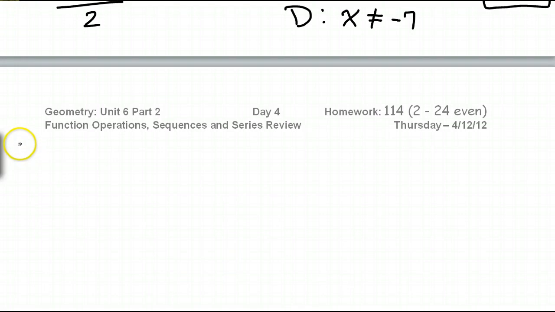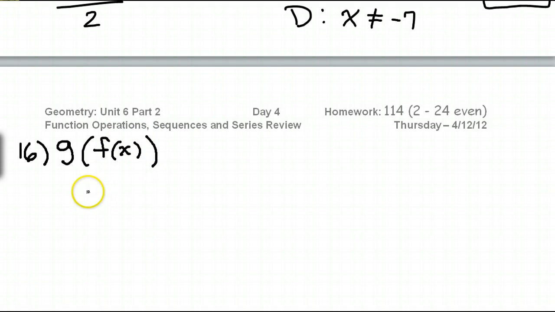Alright, number 16. Let's see, number 16 is g of f of x. Let's start with function g, 3 over x plus 1. But I'm going to write 3 over parentheses plus 1.